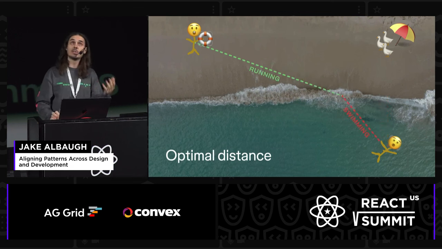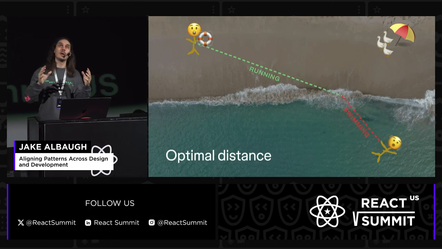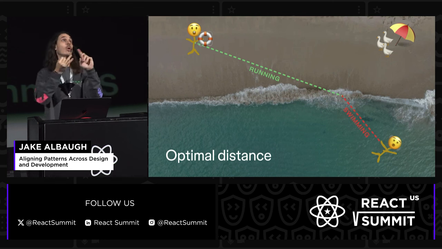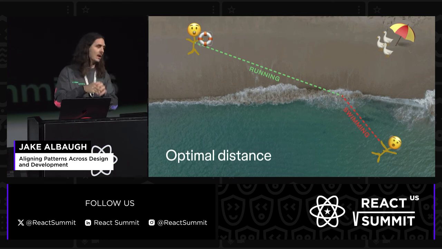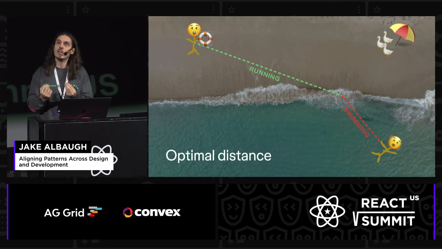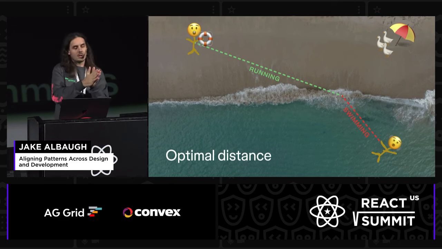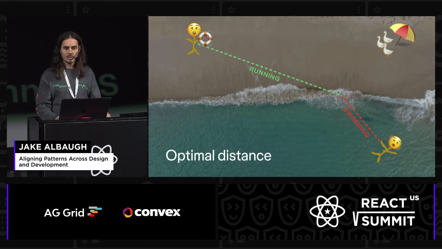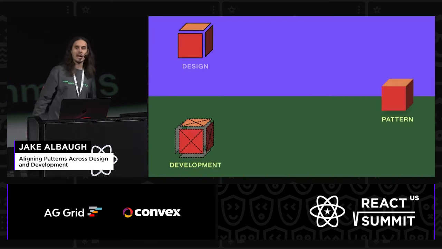And so what Fermat observed is that the optimal path is somewhere in between, and it depends on factors like friction or waves or sand or the fitness of the lifeguard. And understanding what these factors are tells you how much distance you need to add in order to hit the optimal path. So let's come back to this.